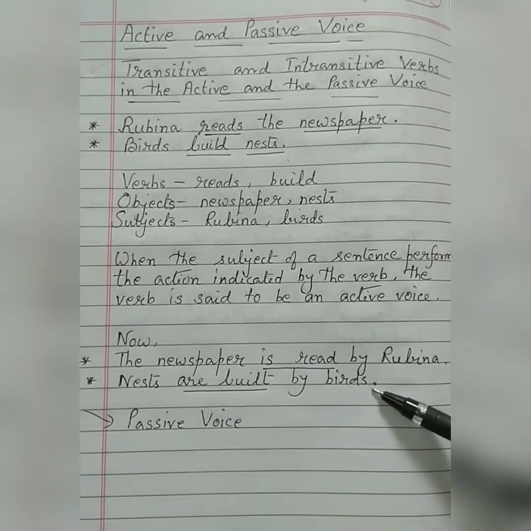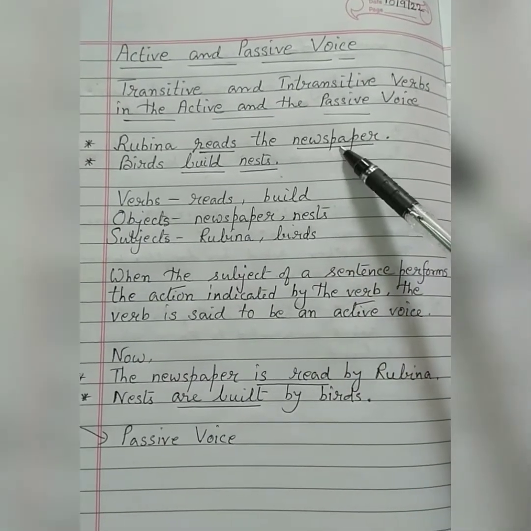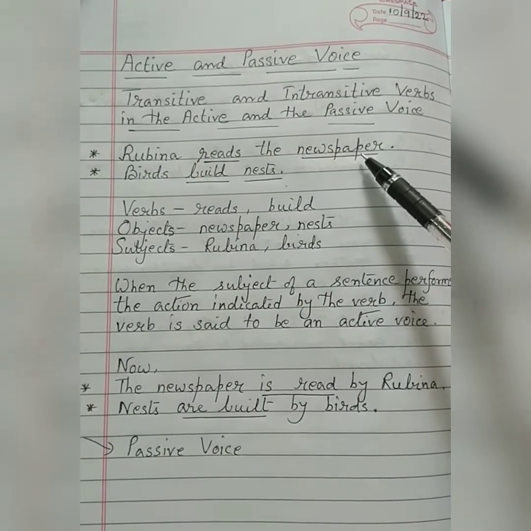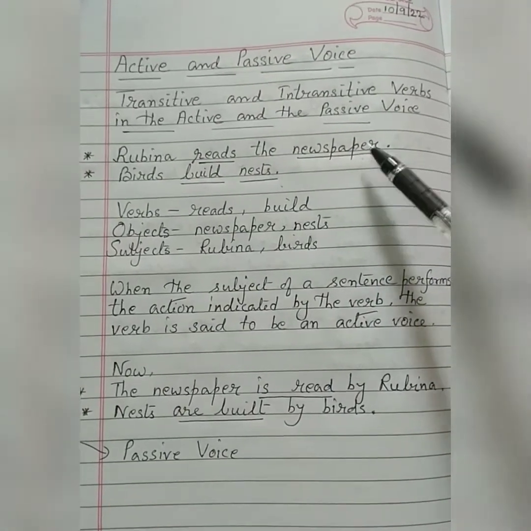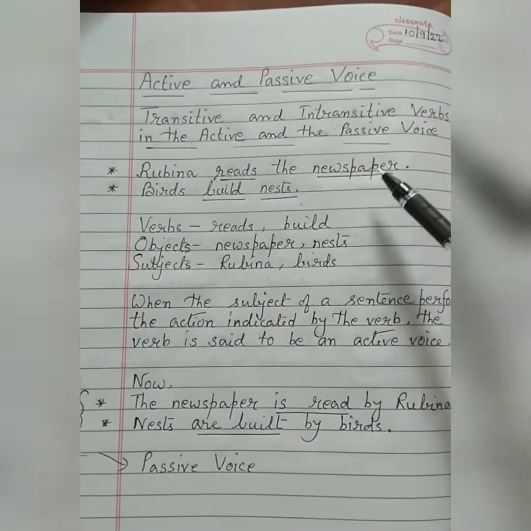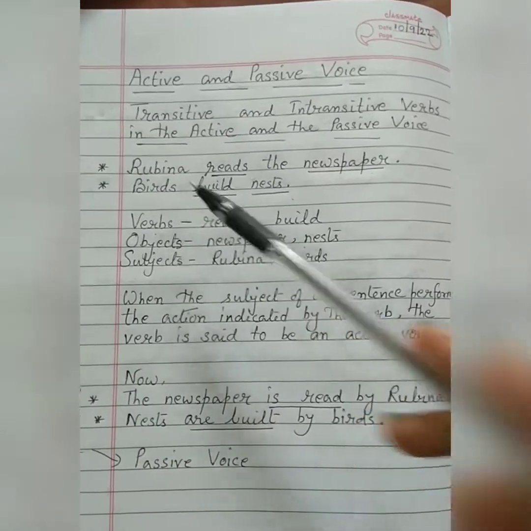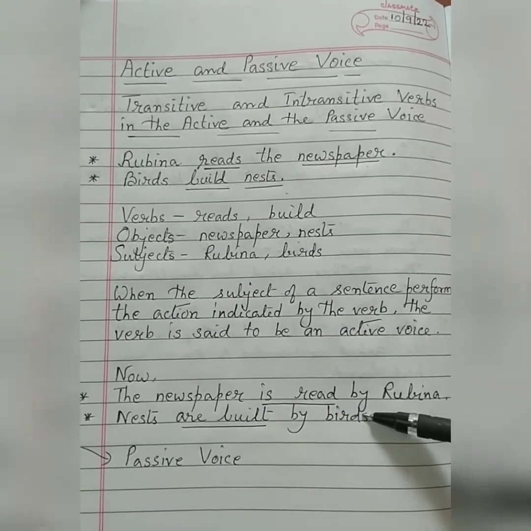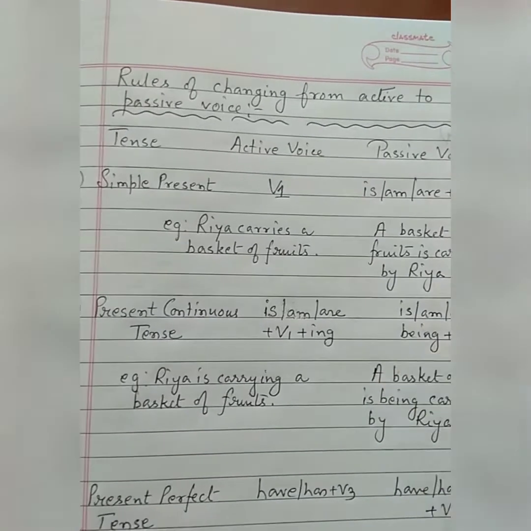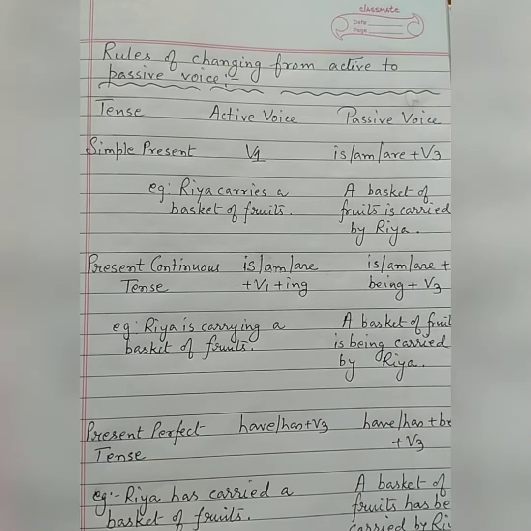Okay, so easily you can understand here the word which was the object in the active voice, that came first in the passive voice. That means the object will come first in the passive voice and the subject will go last in the passive voice. Now let me tell the rules of changing from active to passive voice.